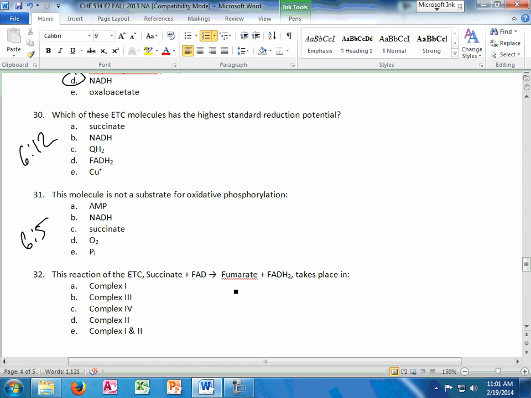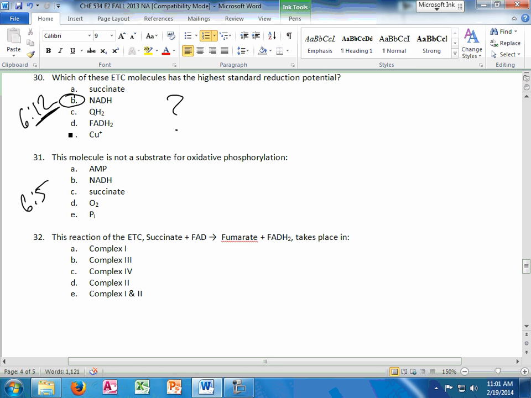Let's see which of these has the highest standard reduction potential. He likes to ask a question from this slide, but I don't know how to memorize it or teach it. Usually it's NADH or NAD+. You can look at maybe the top few and memorize those and hope that's the answer. But that's a tough one.